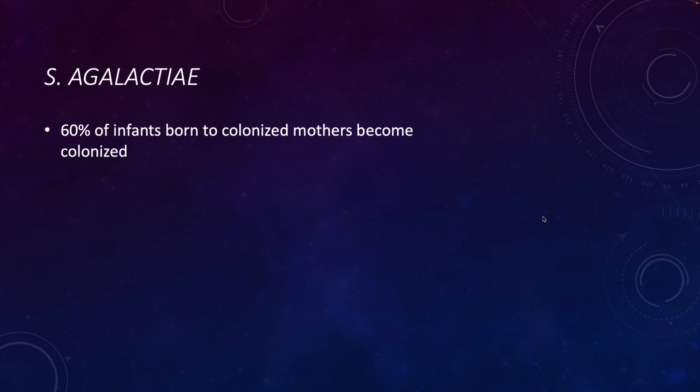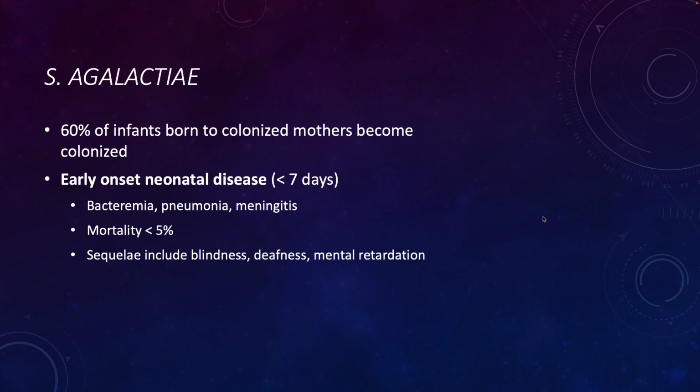because this infection in neonates is very, very dangerous. So any patient who is positive for group B strep will very likely be prescribed antibiotics to help clear the infection and prevent risk to the neonate. 60% of infants born to a mother who is colonized will become colonized themselves. And the danger for that is early onset neonatal disease. So within the first 7 days after birth, the neonate can develop bacteremia, pneumonia, meningitis.